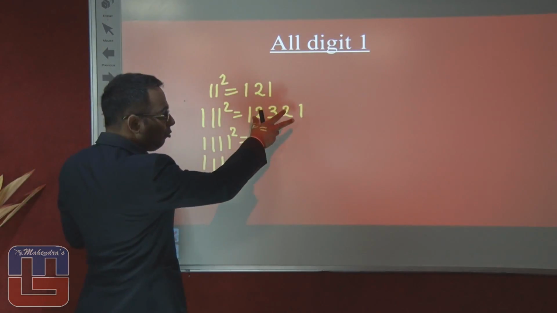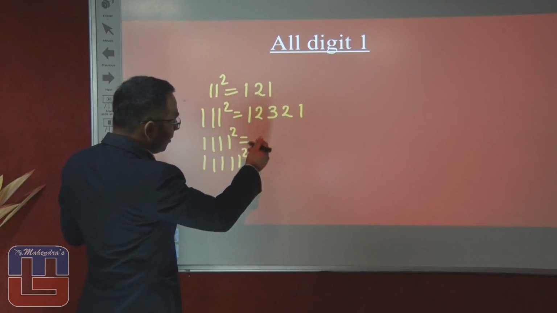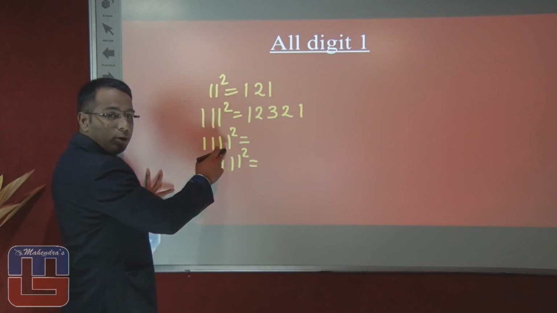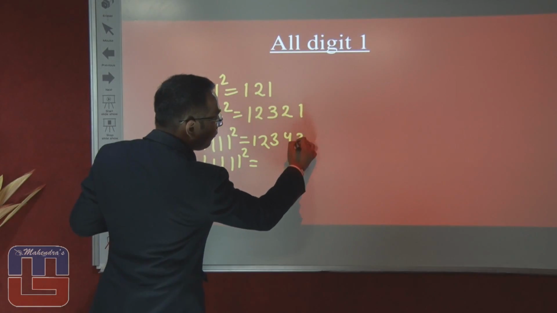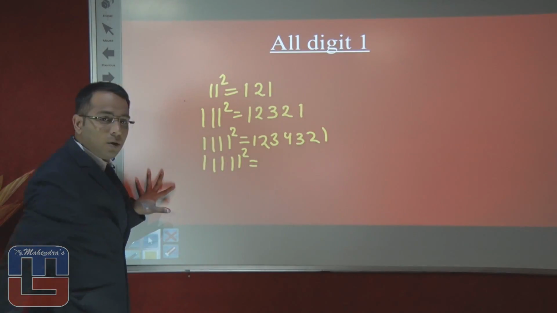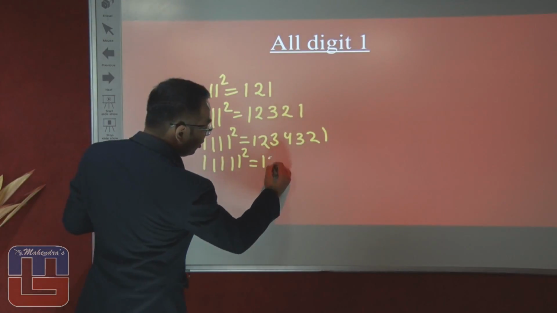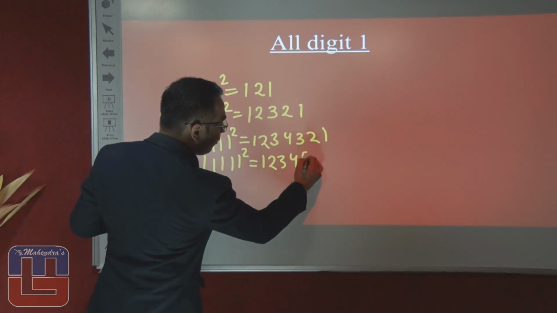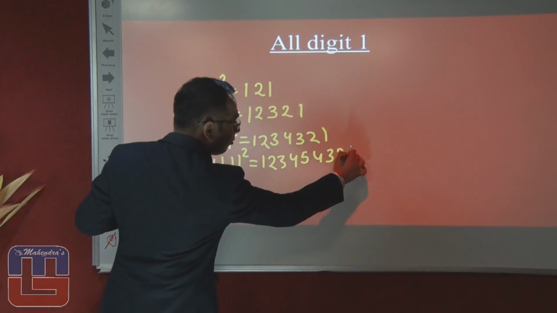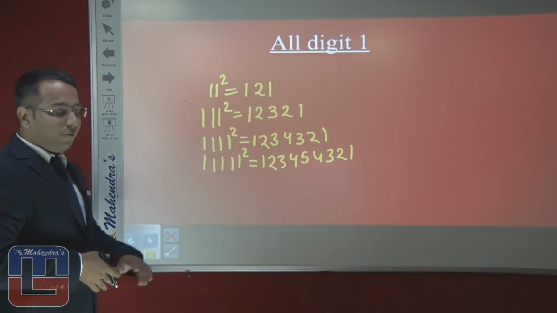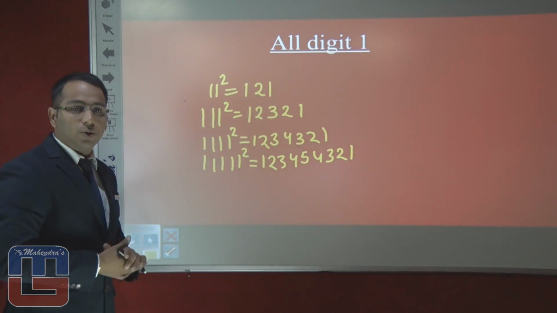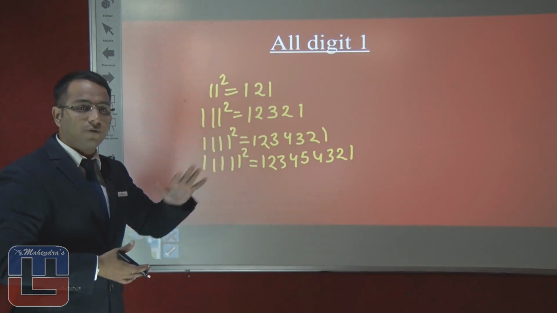We make a palindrome with the digits 1, 2, 3. Here we have a 4-digit number. So 1, 2, 3, 4, 3, 2, 1. A palindrome of 4 digits. For 5 digits, 1, 2, 3, 4, 5, 4, 3, 2, 1. So when we have all the digits 1, we can easily do the squaring by just counting the digits of the number.